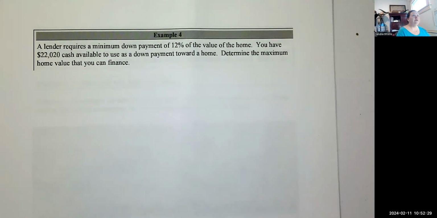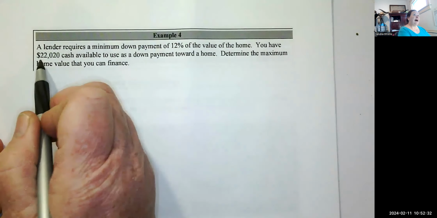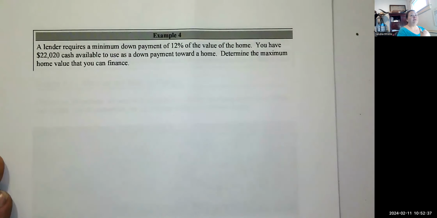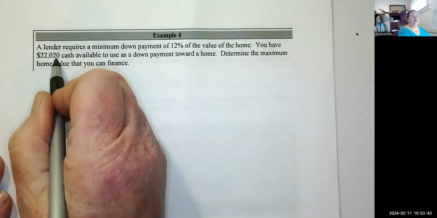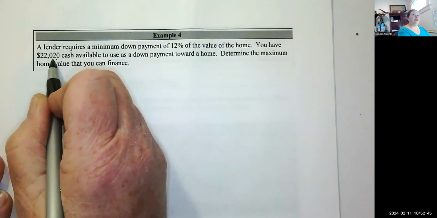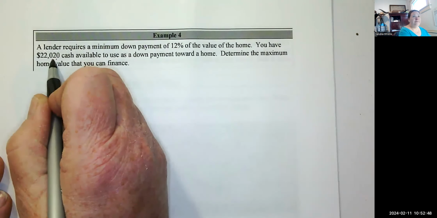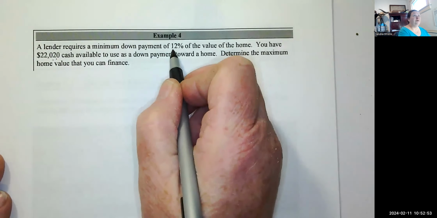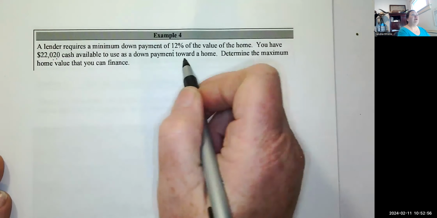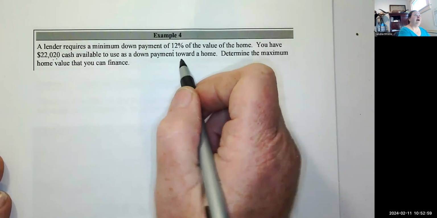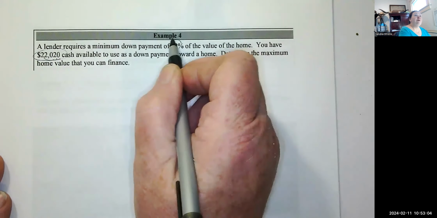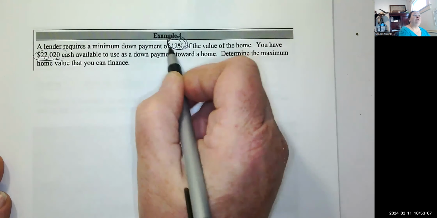They need some collateral. So that is when you say, well, hey, I've got $22,020 that I can give you to show you that I am legit about paying this back, because I'm investing this money. That is only part of the purchase price of the home. It is actually 12% of the purchase price. So we want to find out how much of a value of a home we can buy with this $22,020, if that is 12% of the value of a home.